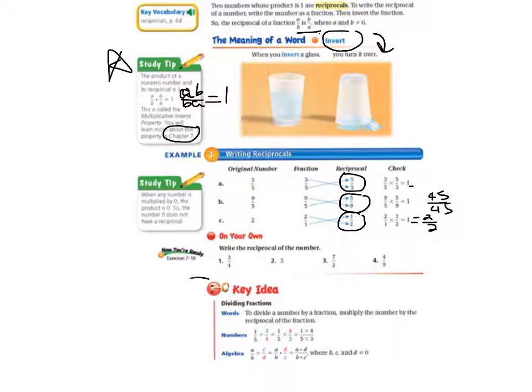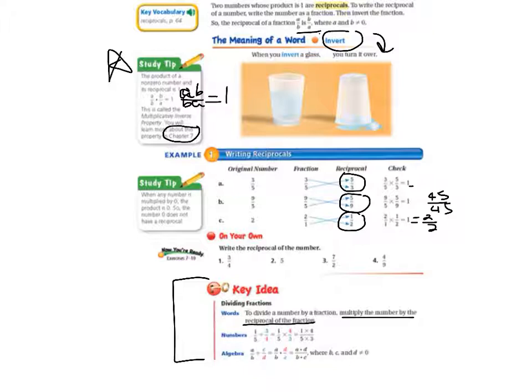Let's look down at the bottom of the page at the key idea. It says dividing fractions. In words, and you learned this at the end of 5th grade last year, so this isn't a completely new concept to you. To divide a number by a fraction, you multiply the number by the reciprocal of the fraction. So you flip that fraction on the right over and you multiply.